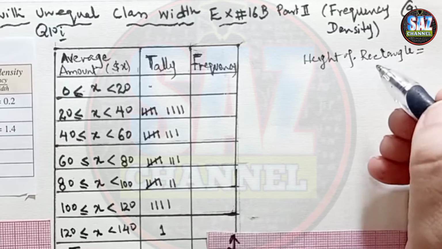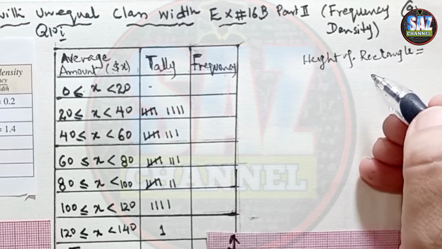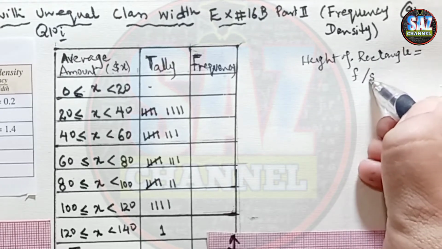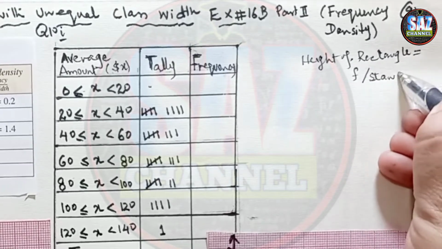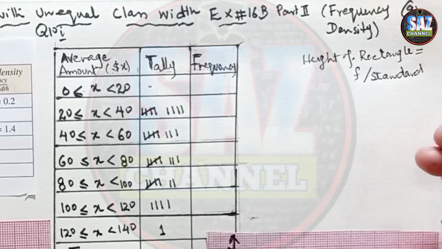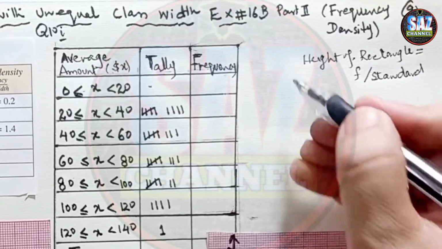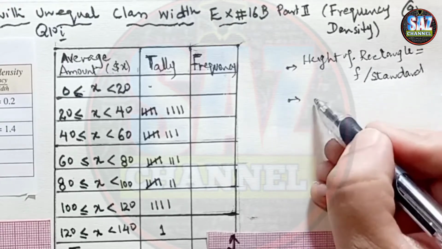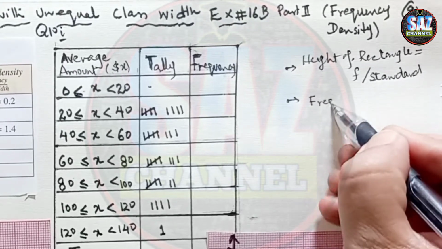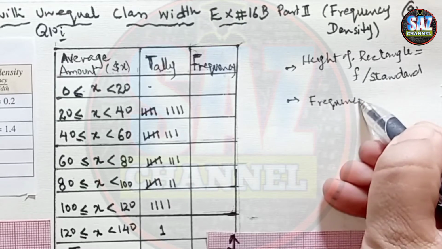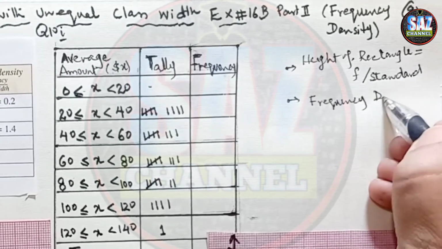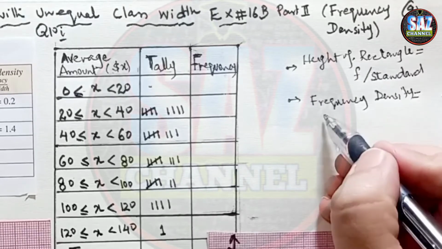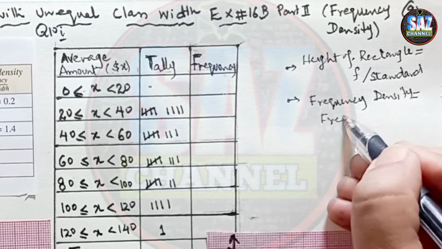The formula for the height of the rectangle was frequency upon standard. And then the new formula that we are going to learn, and that is mostly coming in your O-level examination, is frequency density equals frequency upon class width.